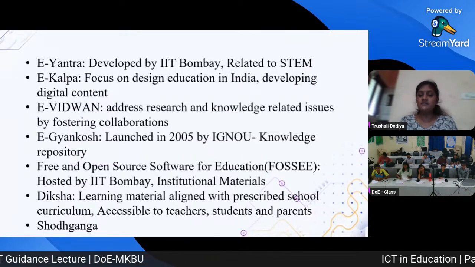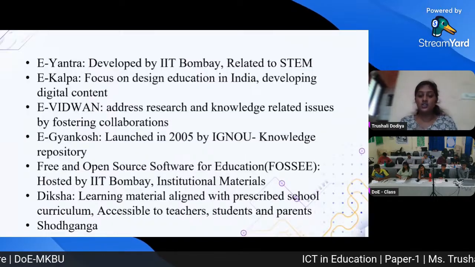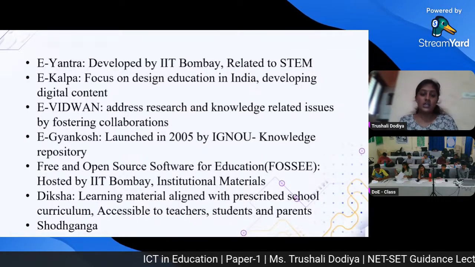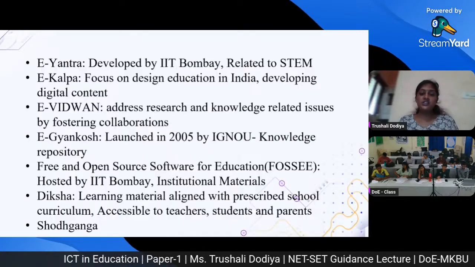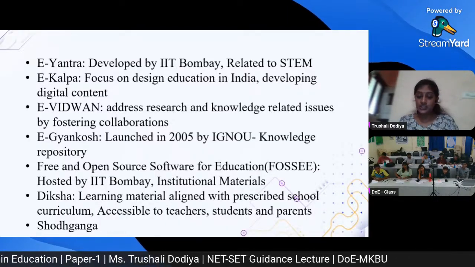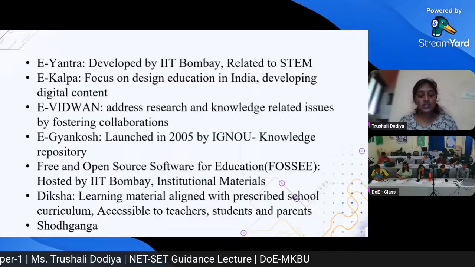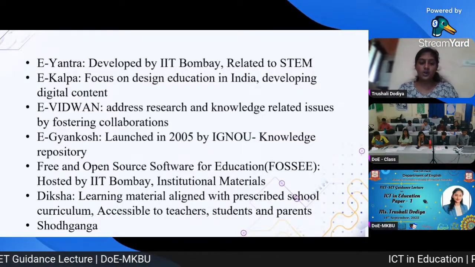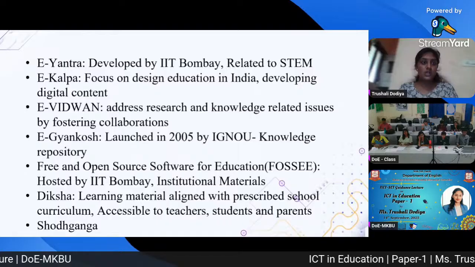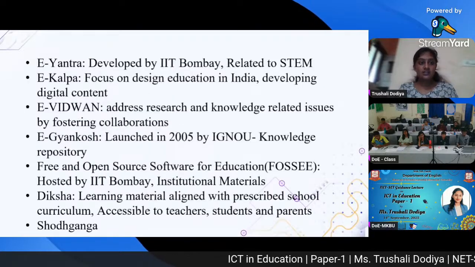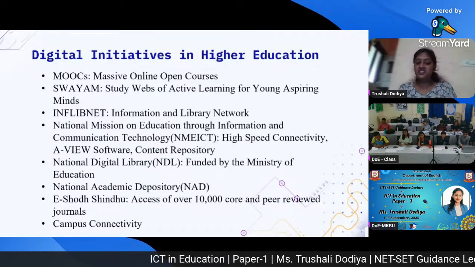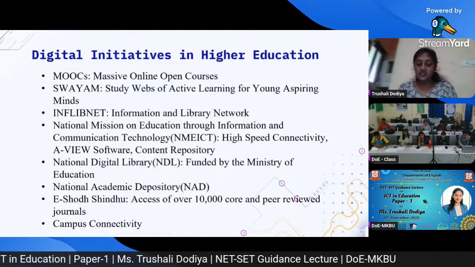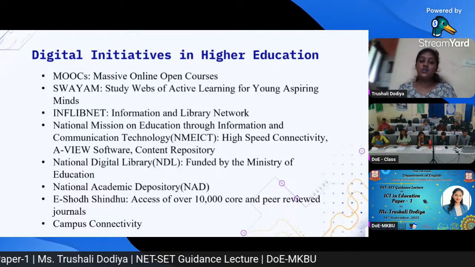So this platform is related to school students and their curriculum, and it is accessible to teachers, students, and parents. Shodh Ganga also provides the PhD theses of scholars, so we can get across to that as well. These were some of the digital initiatives. There are a lot more that we need to identify, and we need to understand them.